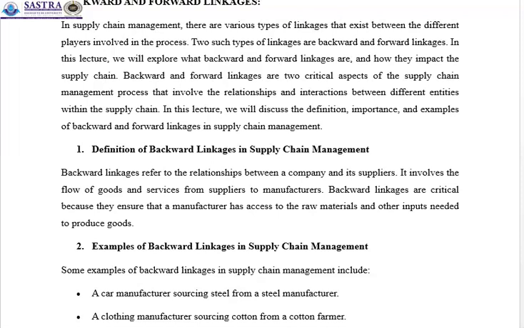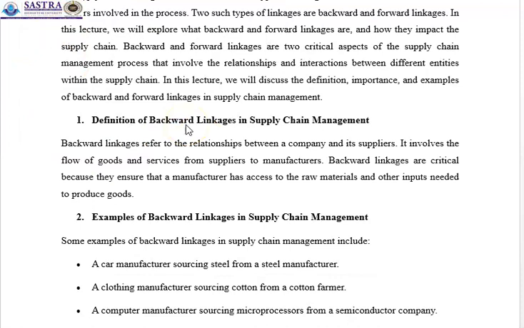As a supplier, we are very careful that no goods should be returned from the manufacturers. So the suppliers must choose a supply chain in such a way that the raw materials reach the manufacturers, and the manufacturing process is not disturbed because of late supplies. Now, examples of backward linkages in supply chain management.